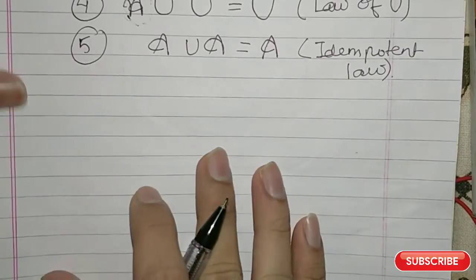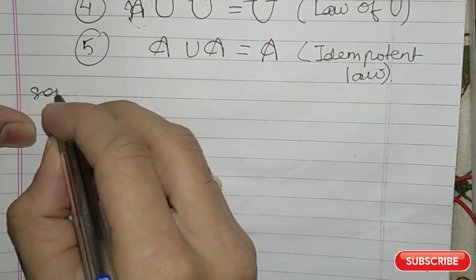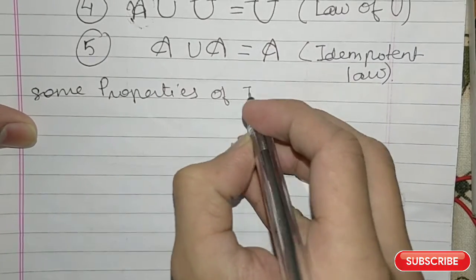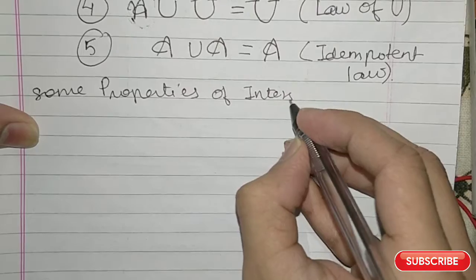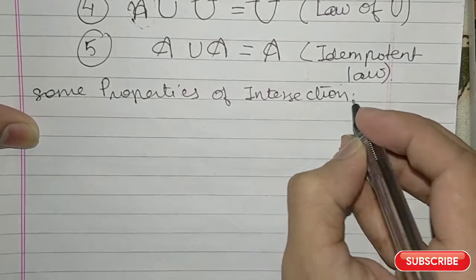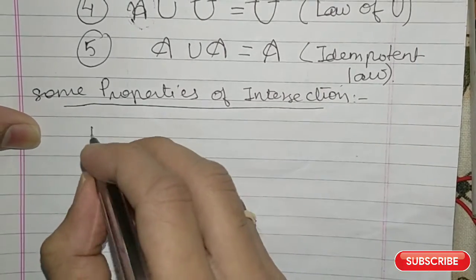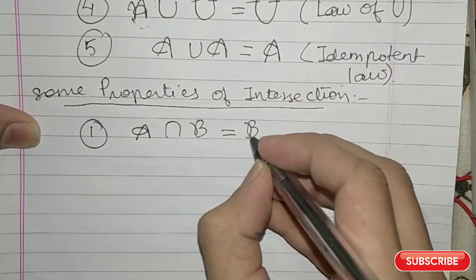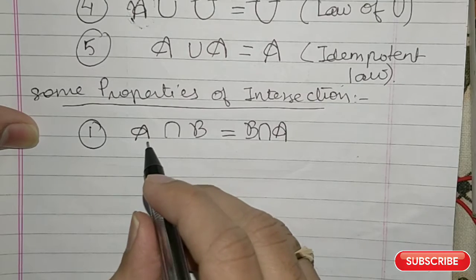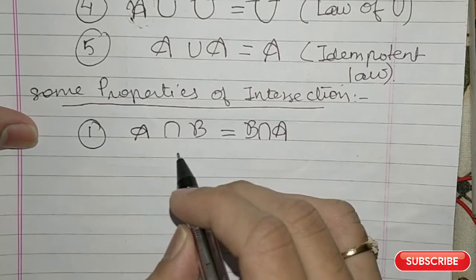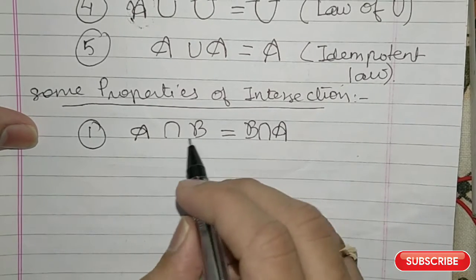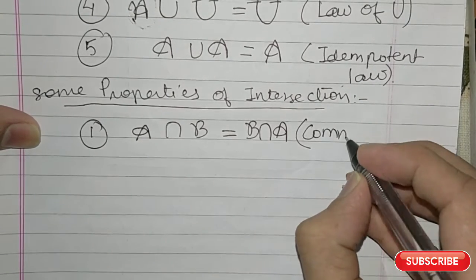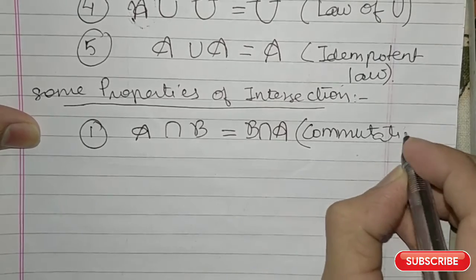Now let us go to some properties of intersection. The first property is A intersection B is equal to B intersection A. Here also the order of taking intersection is not important for two sets. So A intersection B is equal to B intersection A. This is known as the commutative law.